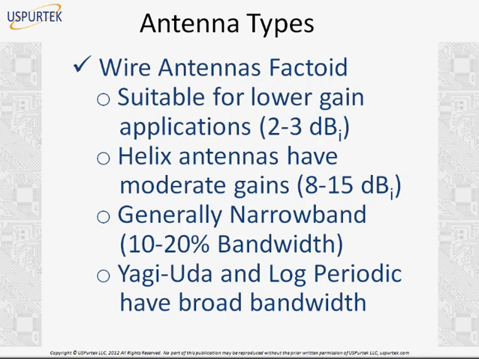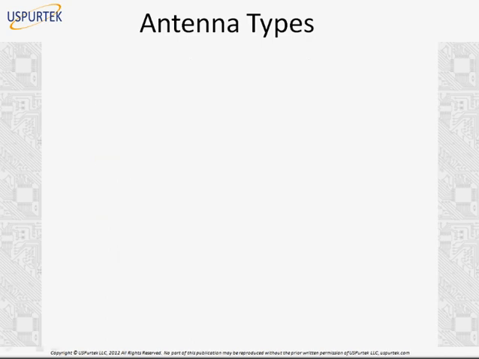Well, okay, some facts about the wire antennas for lower gain applications, 2 to 3 dBi. Helix antennas have a little higher gains, 8 to 15. Generally narrow bandwidth. Yagi-Uda and log periodic have broad bandwidths, and so on.